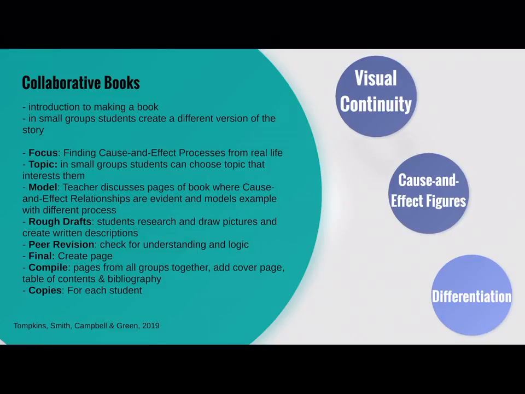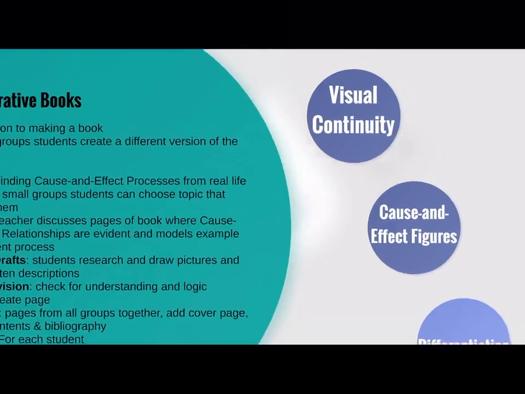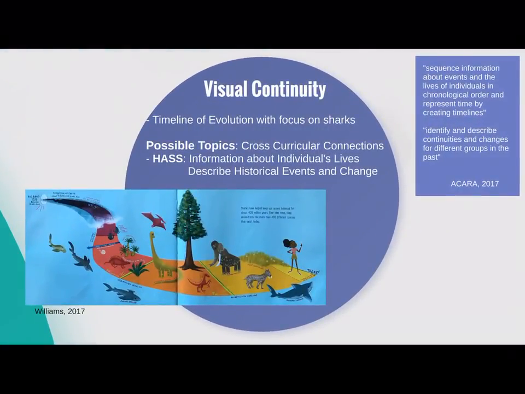At the end, each group creates a final version of their page, which the teacher can then bind in a collective book for everyone. The first visualization of cause and effect relations that students could model their work after is visual continuity. Williams includes a timeline of evolution with the focus on sharks in her book, which you can see depicted here. When students are creating their own timeline, there is a fantastic possibility to connect English with HASS.